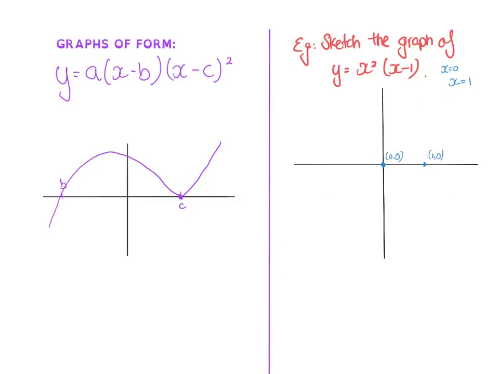Now because this is a positive cubic, it starts down here, and we're going to see it come and turn, and then it goes up like that. So it touches on that one, and there are those graphs.